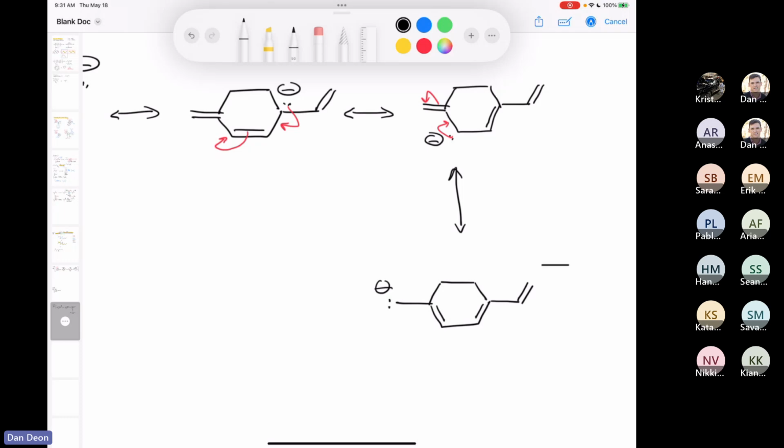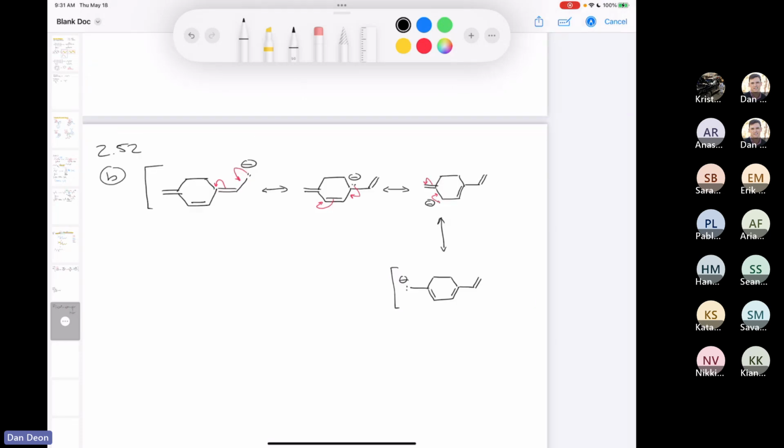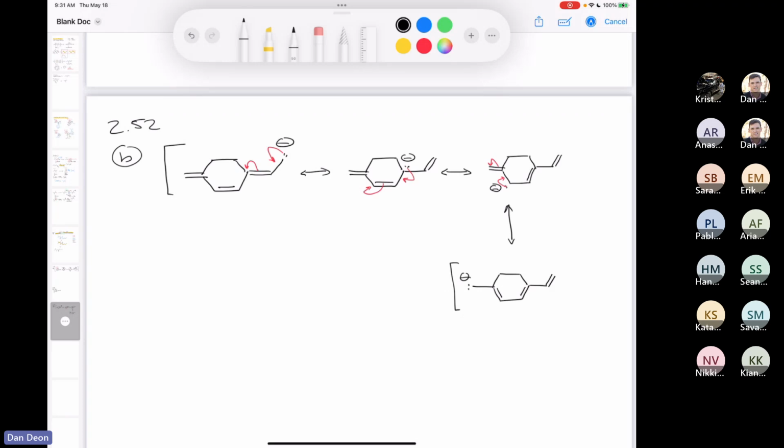I don't know, where would we close it, I guess. Here maybe, something like that. But there you go. Those are all the resonance forms. Maybe here. There we go. All right, so there are all the resonance forms of this guy.